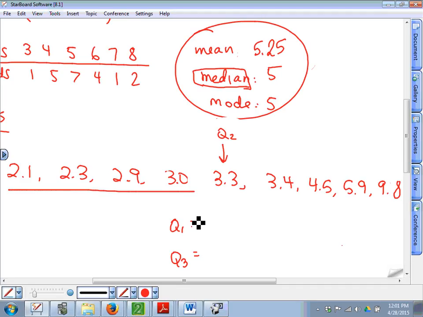This represents the bottom half of your data. What would be the number right in the middle of these four numbers? 2.6. You guys hear that? Yeah. So 2.6 would be called Q1, right between 2.3 and 2.9. And then Q3 is 5.2. Q3 would be 5.2, right in between 5.9 and 4.5.